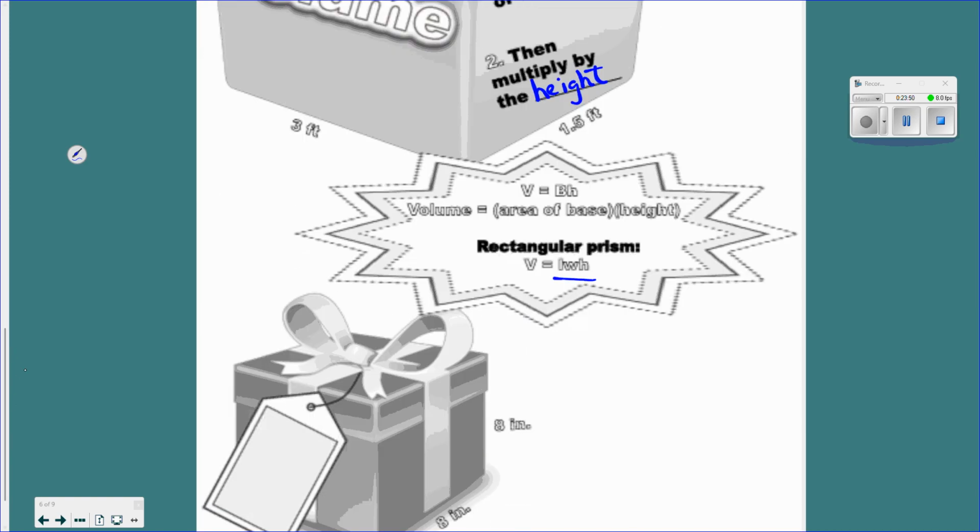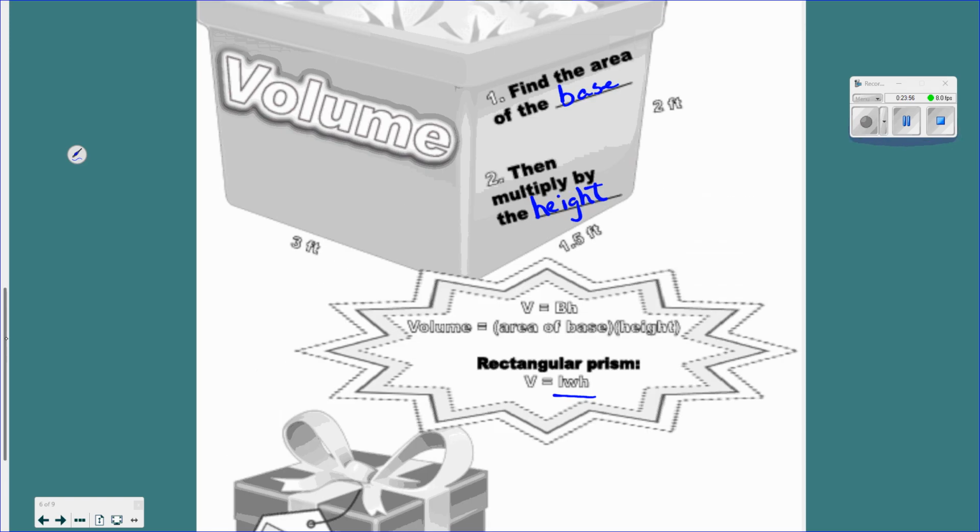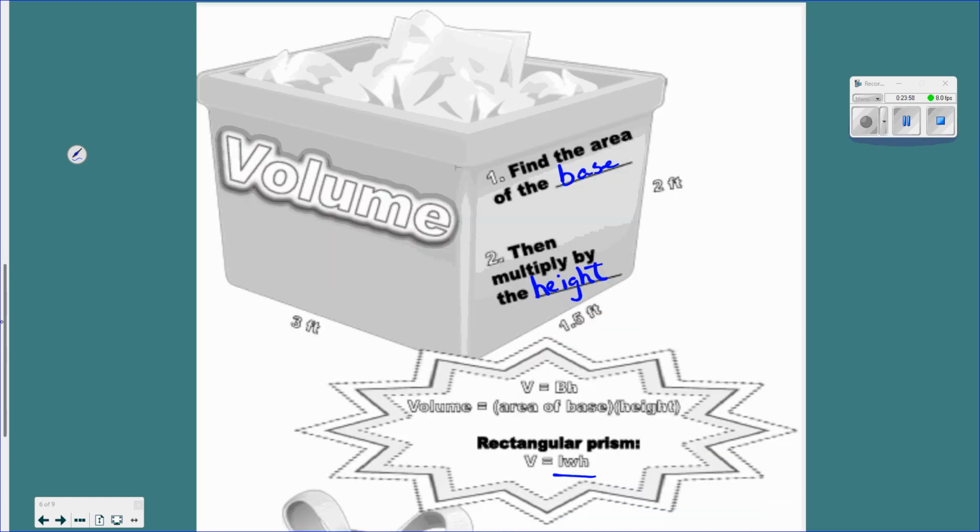All right, guys, let's go over these. So let's start with the top one. What is our volume formula? Length times width times height. So what is my length? Three feet times what is my width? 1.5. What is my height? 2 feet.